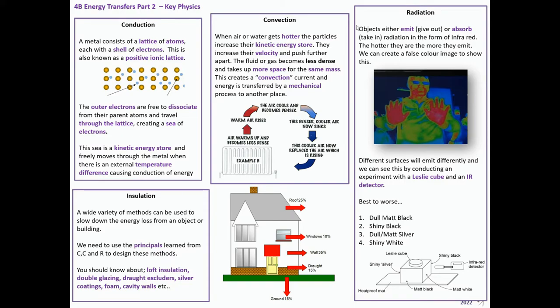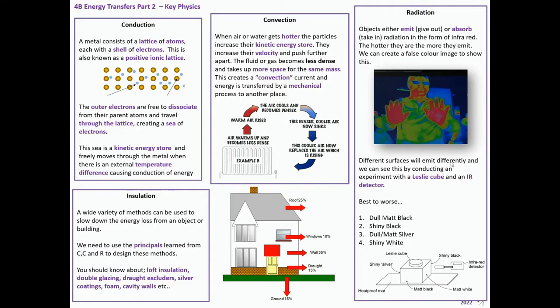We've also got radiation. So objects emit, that gives out means basically, or absorbs, that means take in as a basic idea. Radiation in the form of infrared. The hotter they are, the more they emit. And we can get these false color images with people, say there's a difference in temperature to show how it works.